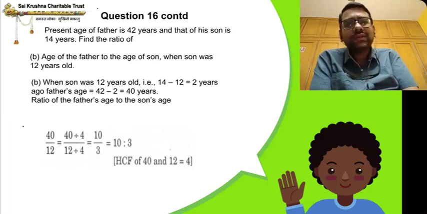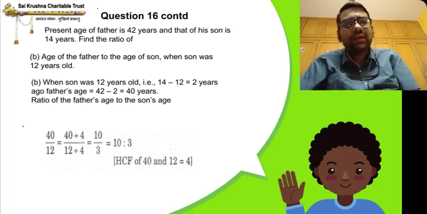Ratio of father's age to son's age is 40 by 12. 40 is to 12 or 40 by 12 is the same. Therefore, we will divide both 40 and 12 by 4. Why? Because the HCF of 40 and 12 is 4. So we will get 10 by 3. 10 by 3 is the fractional form. If you write it in the form of ratio, it is 10 is to 3.